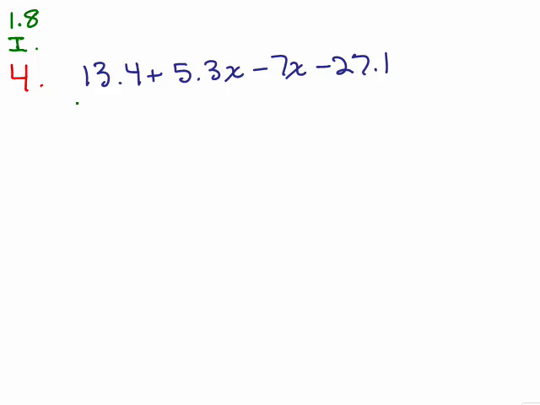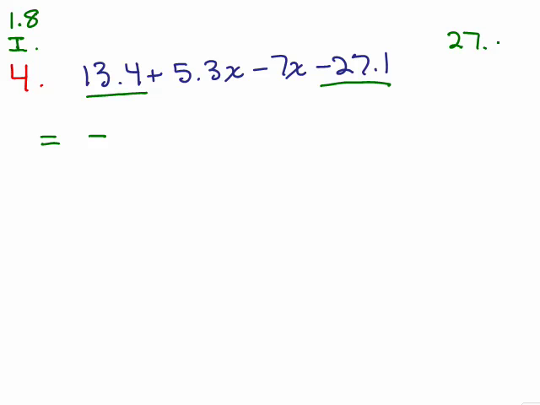All right, going on to the last problem in part 1 of 1.8, number 4. We have 13.4 plus 5.3x minus 7x minus 27.1. So what we need to do here is be careful of the positive and negative numbers and the decimals, as well as being careful of adding like terms. So let's look at the like terms here. I've got a 13.4. That's just a number, a constant, and here's another constant, negative 27.1. So we're adding a positive and negative number, and there's more negatives than positives, right? So the answer is going to be negative for that part. It's going to be a negative, and then we subtract.